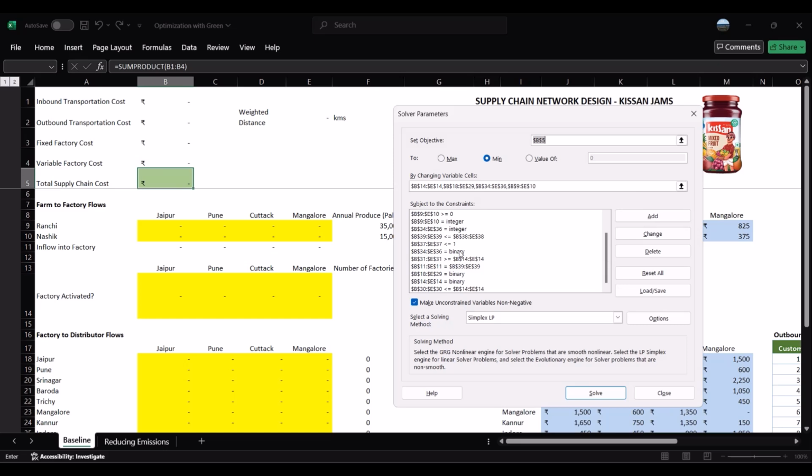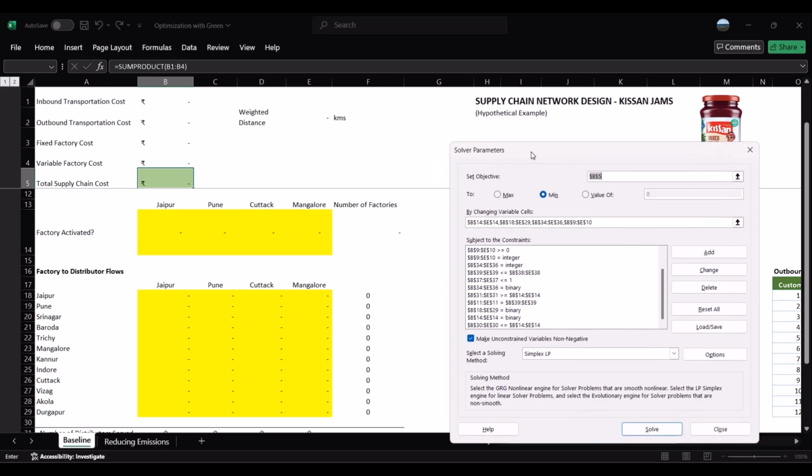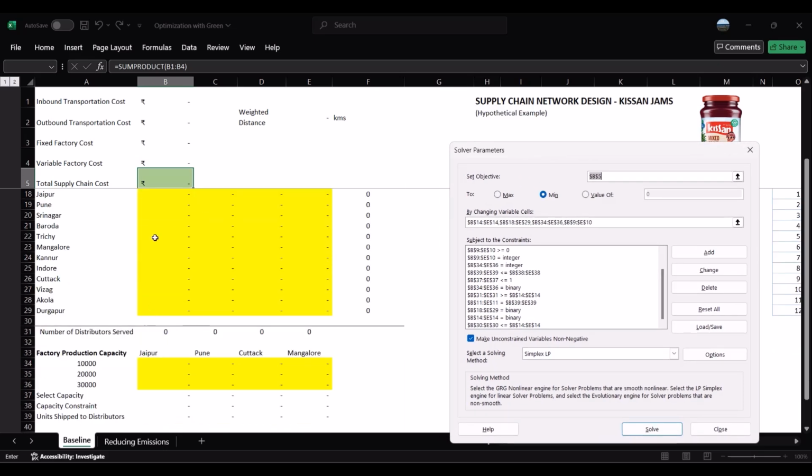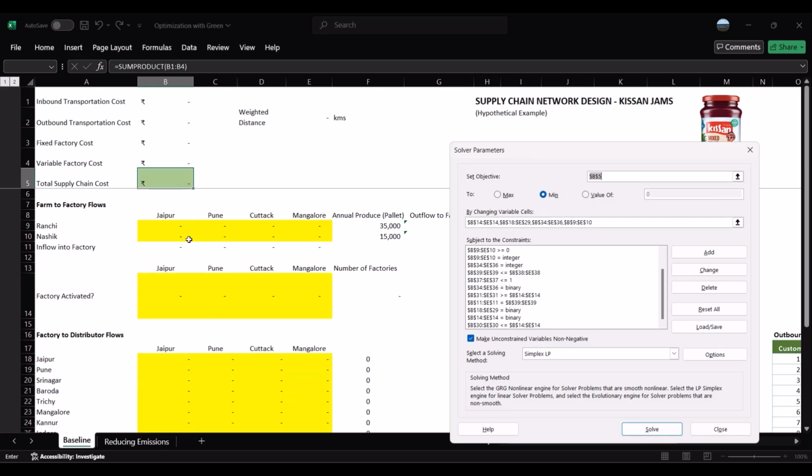These are basically the parameters which restrict the model or allow it to flourish in a particular direction, a particular trajectory. So for example, there are certain binary constraints. We want a particular plant to supply a particular distributor, either yes or no. So we will get that answer in these yellow shaded cells, and which is why we encode it as binary. Then some cells we want as integer because we don't want decimal places. We don't want to ship 1.5 pallets.